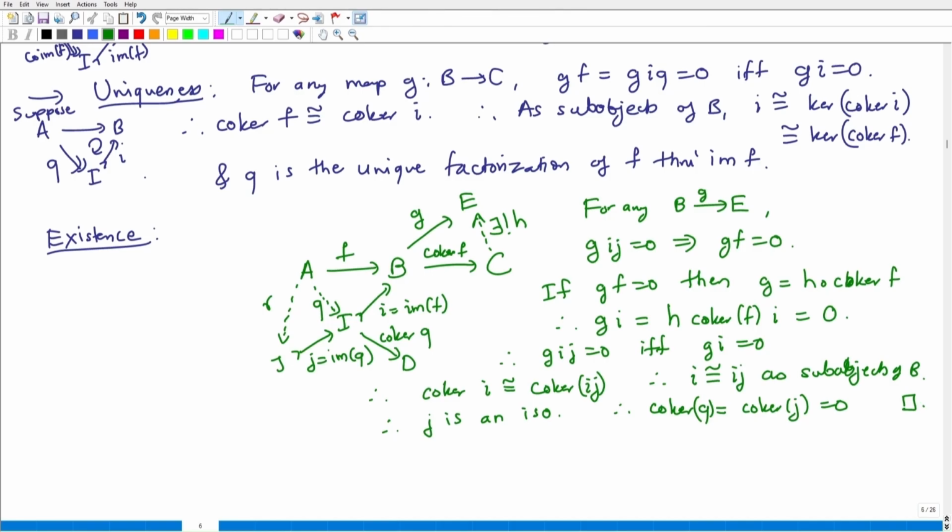So a lot of diagram chasing here. If you are confused, then tell me at which step you lost me. Kernel of a mono is 0, yes. It's a mono if and only if its kernel is 0. In an abelian category you can show that. So therefore co-kernel of Q is 0, which means Q is an epi. Are you still confused?